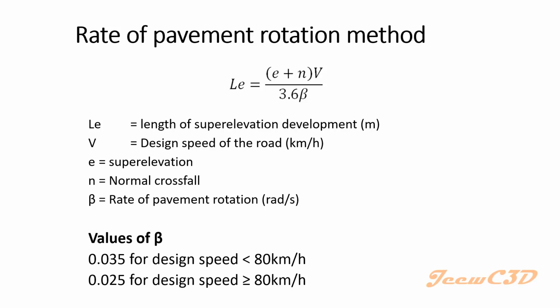If your design speed is less than 80 kilometers per hour, your beta value should be 0.035. If your design speed is greater than or equal to 80 kilometers per hour, you have to use the beta value as 0.025.